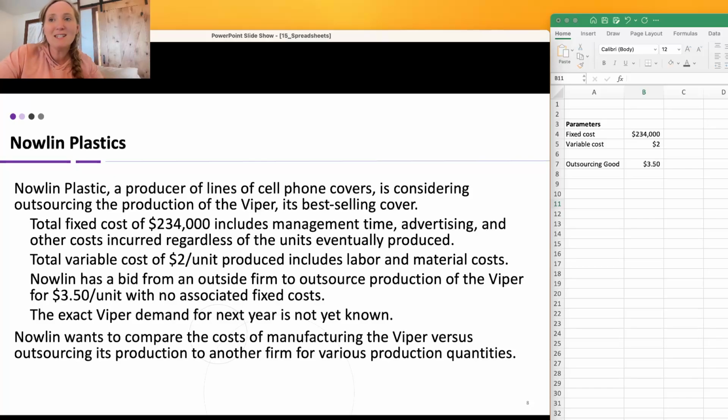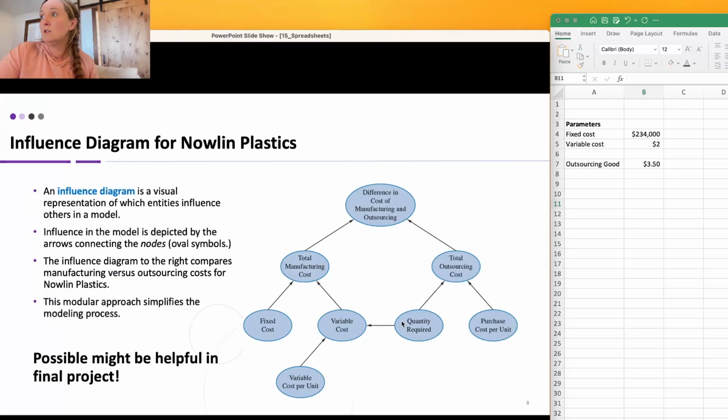So the question becomes, they're thinking about, okay, what is their demand for this product? If they don't necessarily know their demand, they might be interested in understanding what's the optimal cutoff, like how much demand do we need to make it worthwhile for us to do this in-house, and how much demand is it worth to just outsource all of this to a different company and import it in?